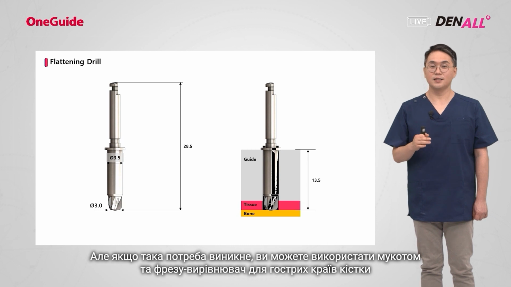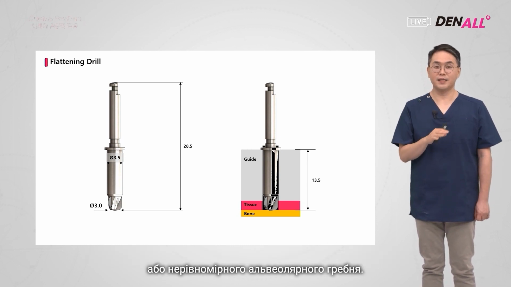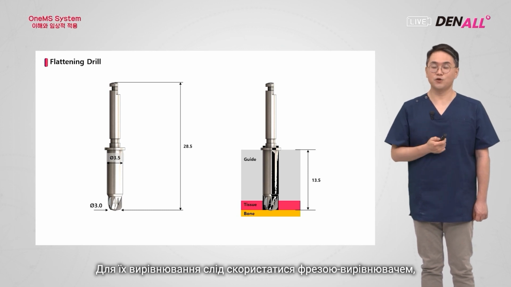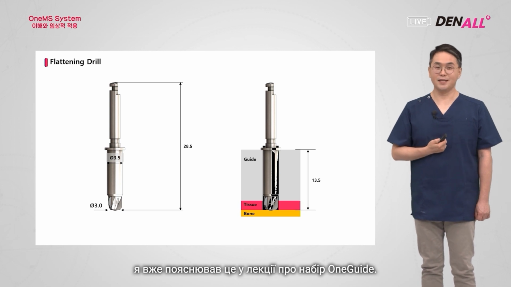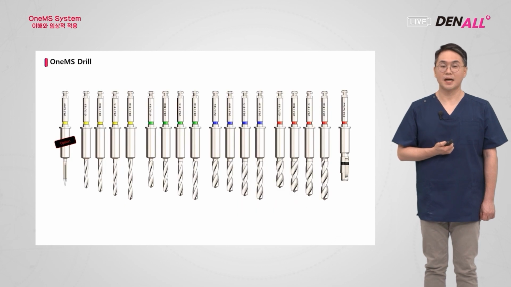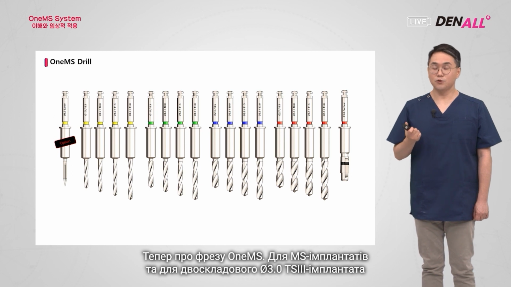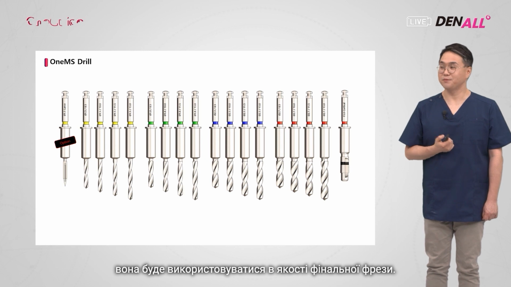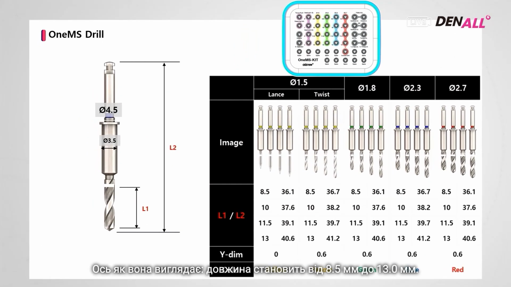And for sharp remaining bone or irregular crestal cortical bone, the flattening drill can be used to flatten them. And I explained about this in the One Guide kit. And the 1MS drill: in the MS implant or two-piece type 3.0 implant, this will be used as the final drill. And the MS drill looks like this. Length is 8.5 to 13 millimeters.